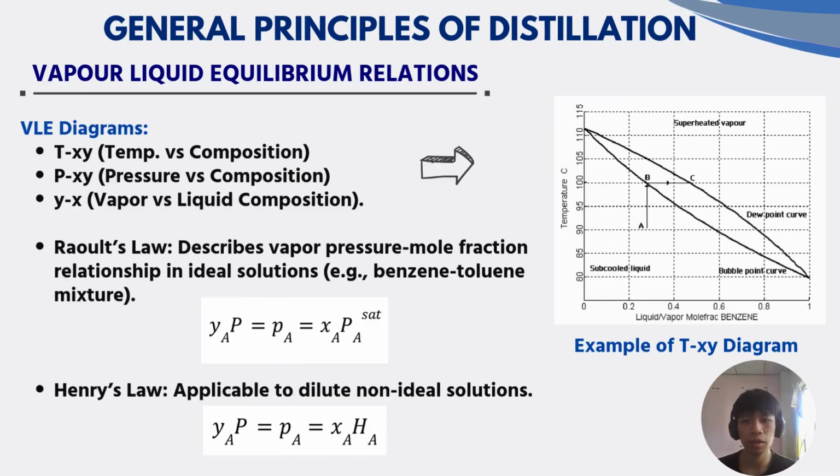Next, the vapor-liquid equilibrium reactions, also known as VLE reactions. There are three types of diagrams which are PXY, TXY, and YX diagram. Raoult's law describes the vapor pressure mole fraction relationship in ideal conditions, for example, benzene toluene mixtures, with this equation, whereas Henry's law is applicable to dilute non-ideal solutions with this equation.